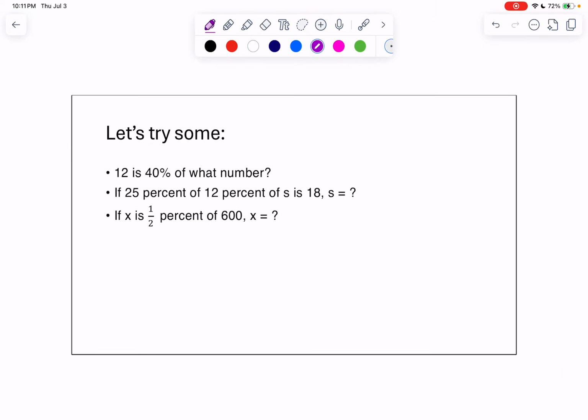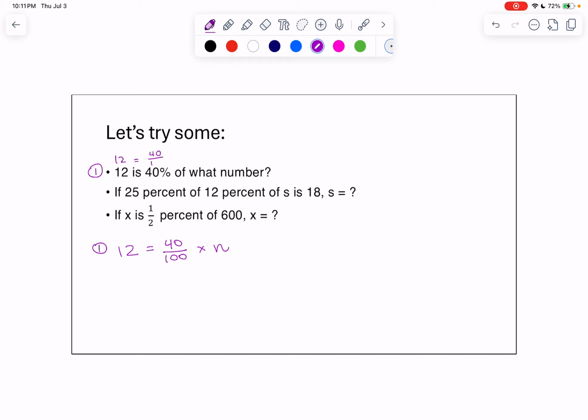How would we write 12 is 40% of what number? I'm going to take this guy, let's make this number 1 and put it right down here. 12, we'll write 12, is means equals. 40, we just write 40 because it's a number. Percent though, which means we divide it by 100. Of is multiplication. What number? We don't know what it is, so we make an n. So again, 12 is 40% of what number?